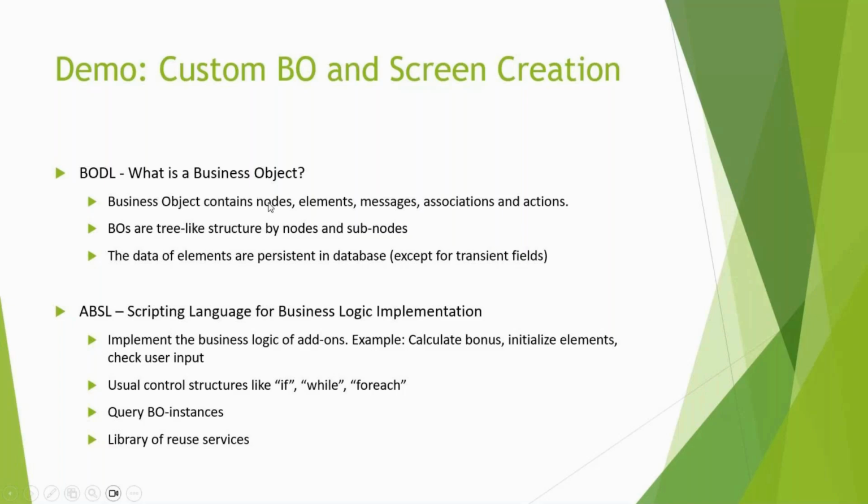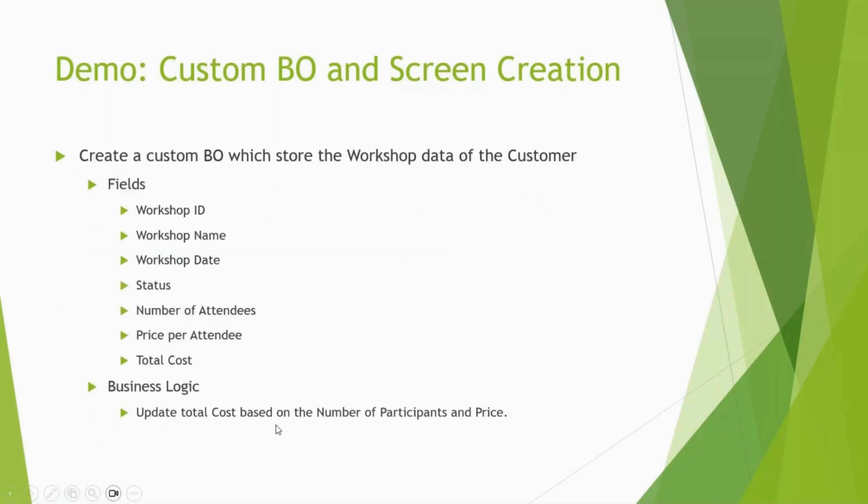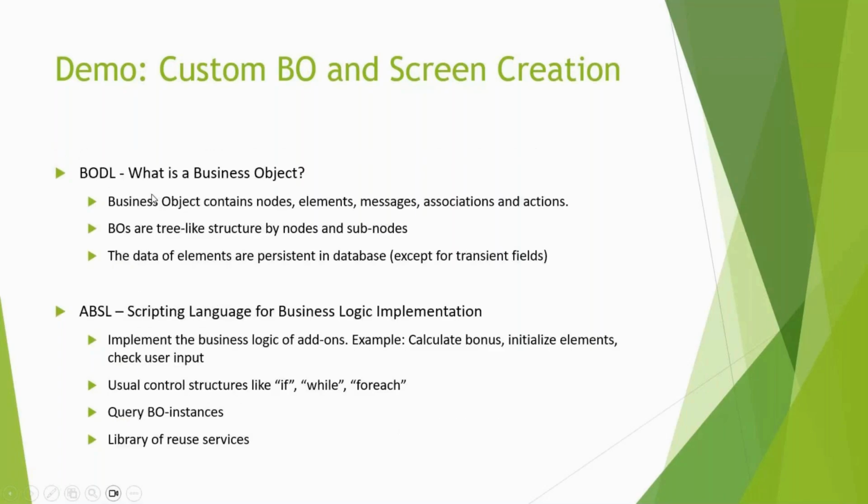And the messages, we can define them in a business object to show if there are any errors or warnings, those kinds of things. We have to define them in a business object, then use them in a script. So BODL is mainly used to structure the business object: what fields are required, what the nodes are, and what the actions are. Let's say we have this action here, total cost calculation. We just define it here, and then in the ABSL script, we will use it for the calculation of those things.